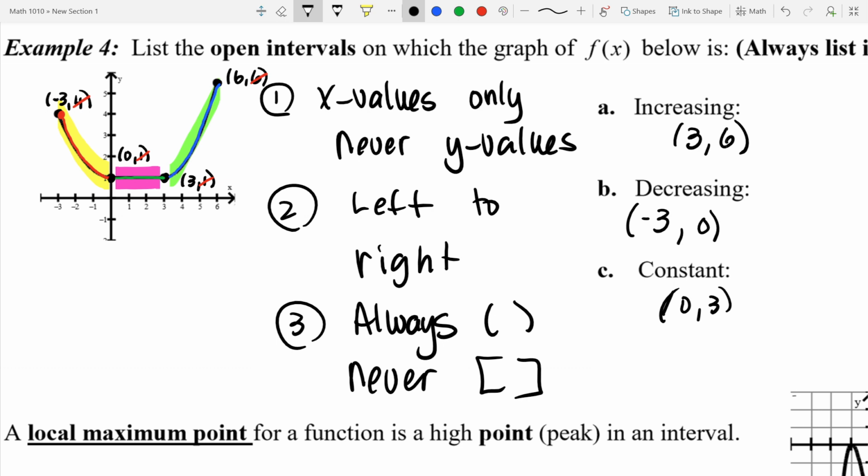Yay. Yes, honey. So, if there's an arrow at the end and it continues, is that just written as infinity? It would be infinity. Good, honey. We're going to talk about that.